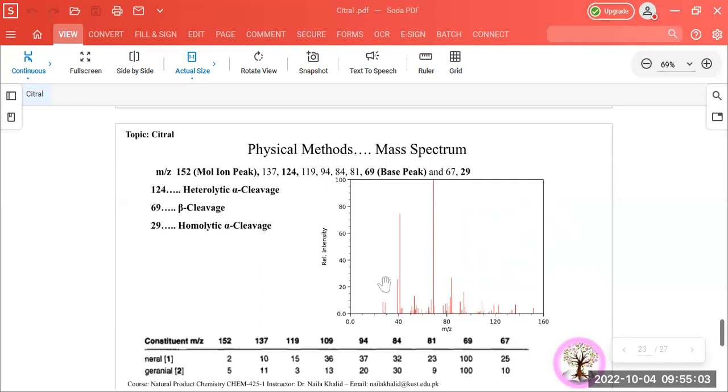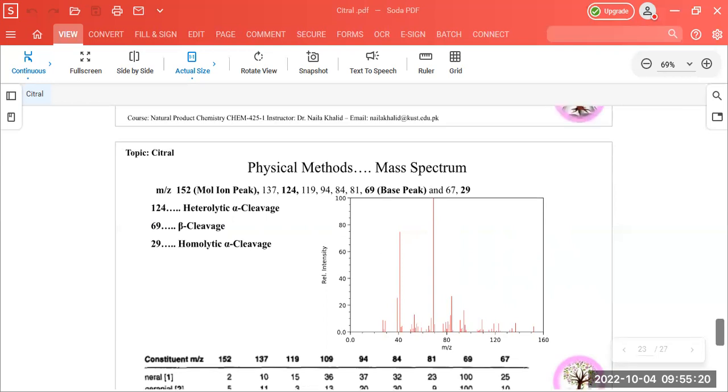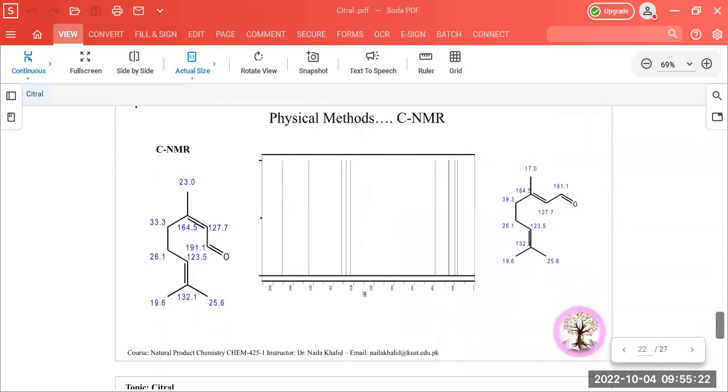Similarly, the molecular weight was found to be 152, which is in accordance with the structure proposed before in the chemical methods as well as in proton NMR spectroscopy. Citral is a compound which has an alpha beta unsaturated aldehyde, and in one isomer the double bond is in cis form, and in the other isomer it is in trans form. So this is the end of the second lecture.